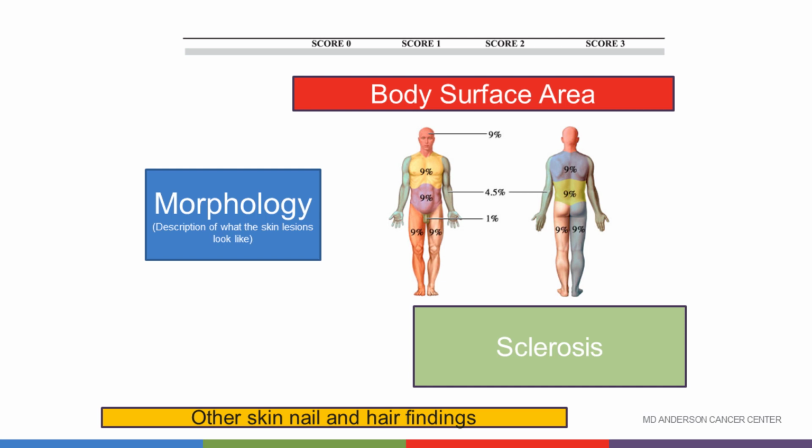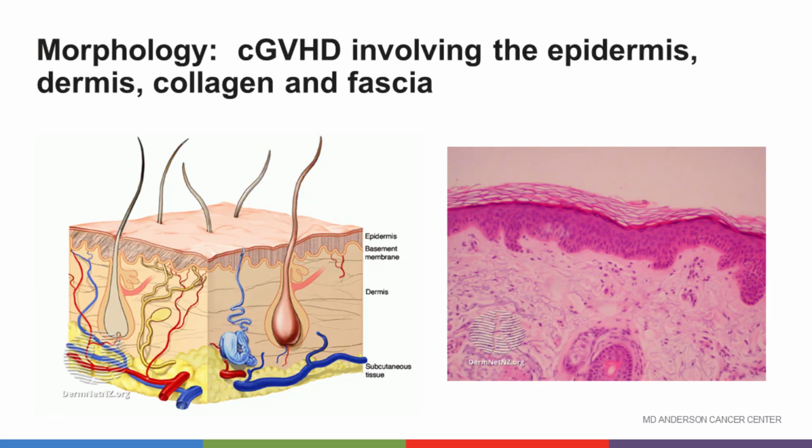We always especially look for the fibrosis, sclerosis, scleroderma, and I don't care which term you use for that, because that may indicate more severe skin graft-versus-host disease. And then, of course, we document other skin, nail, or hair findings.